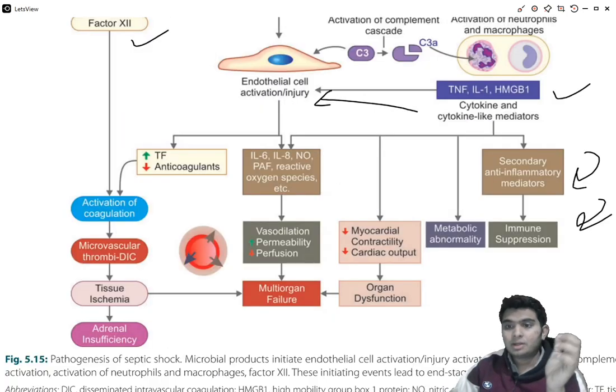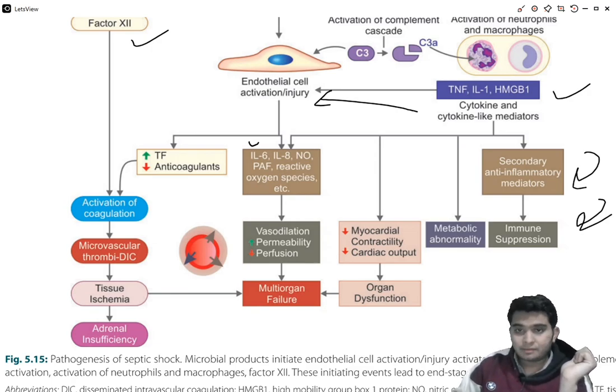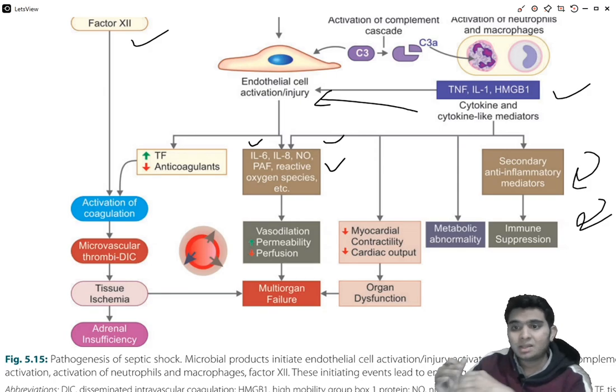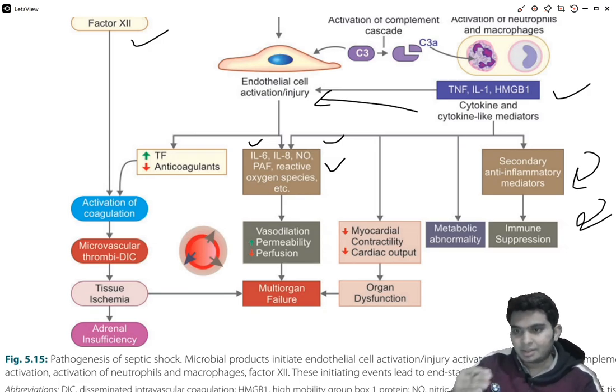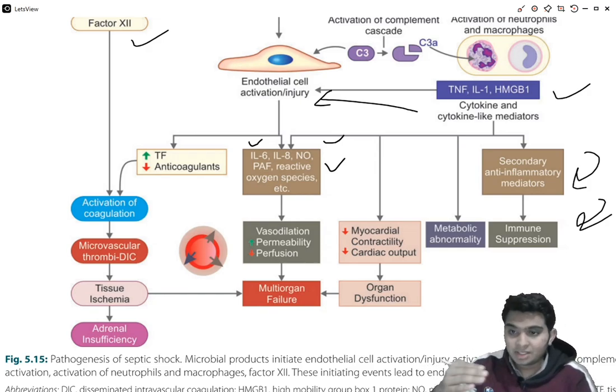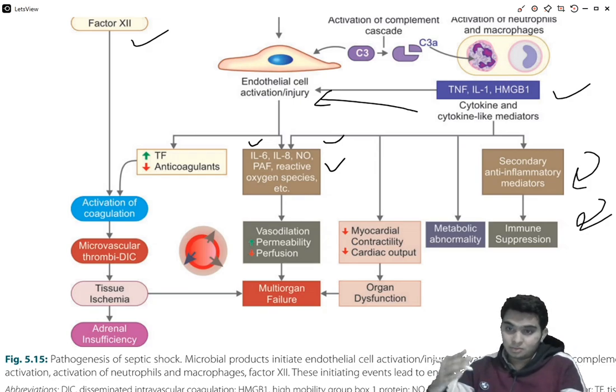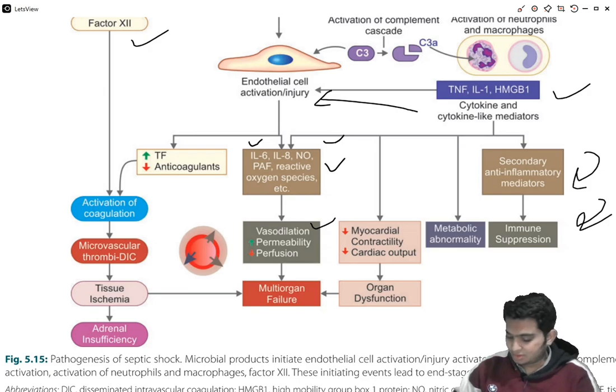Endothelial cell injury or activation leads to the release of interleukin 6, interleukin 8, NO, and other reactive oxygen species. It leads to loosening of tight junctions between the cells of the endothelium, so it leads to leakage of protein and fluid. So it leads to edema. And these released inflammatory cytokines lead to vasodilation, increased permeability, and decreased perfusion, leading to multi-organ failure.